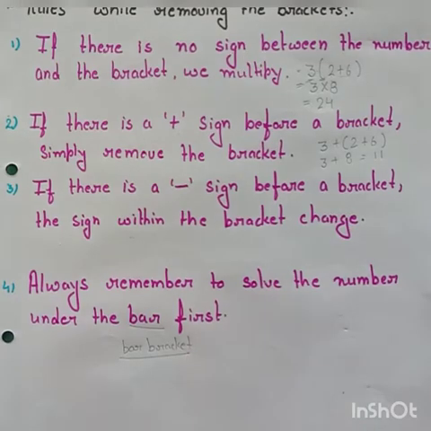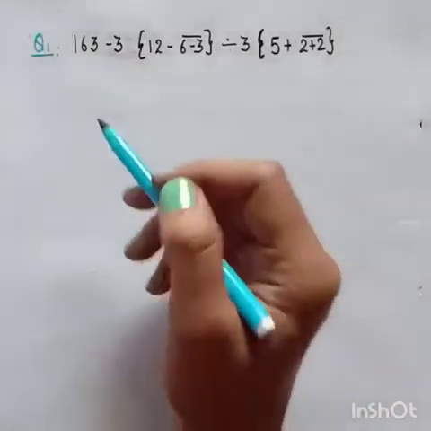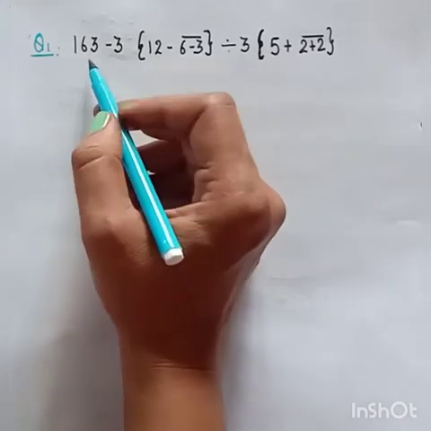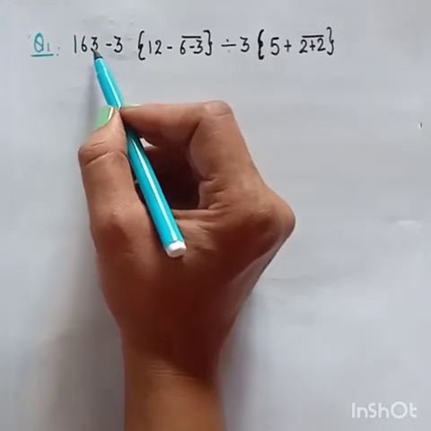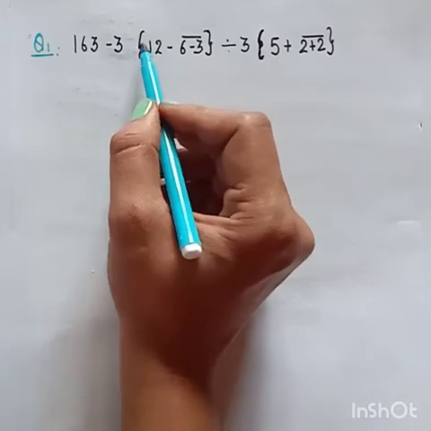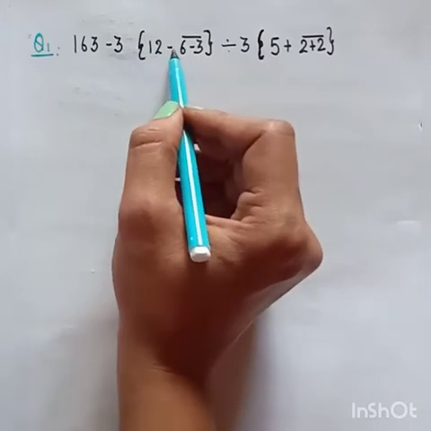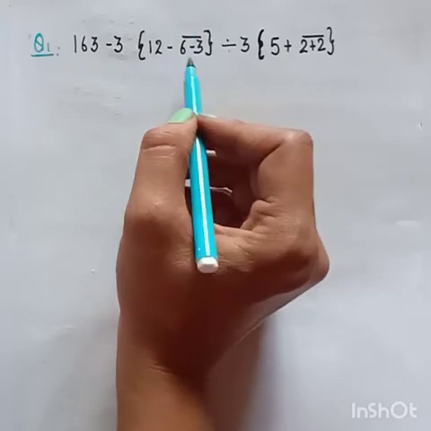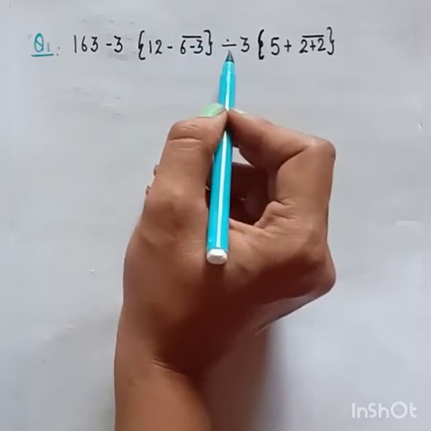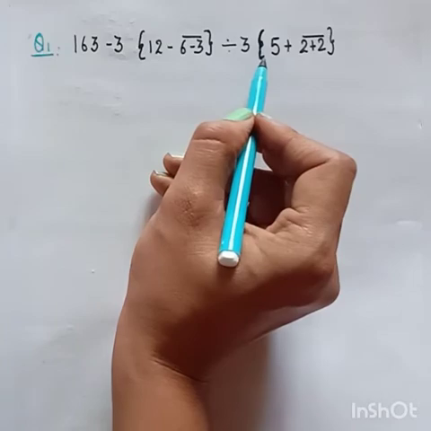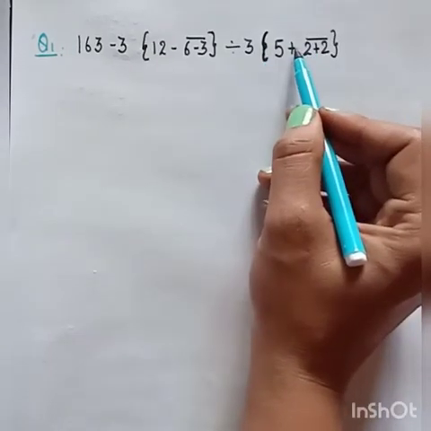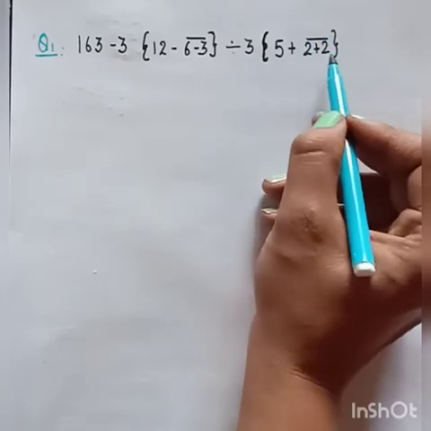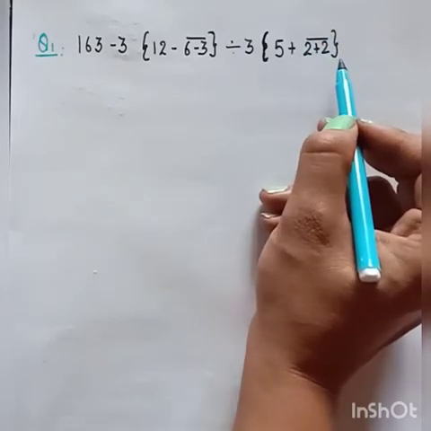Now we are going to solve one question. Your first question is 163 minus 3 {12 minus (6 minus 3, with the bar over 6 minus 3) divided by 3, then again curly bracket 5 plus (2 plus 2, with the bar over 2 plus 2)} and bracket close.